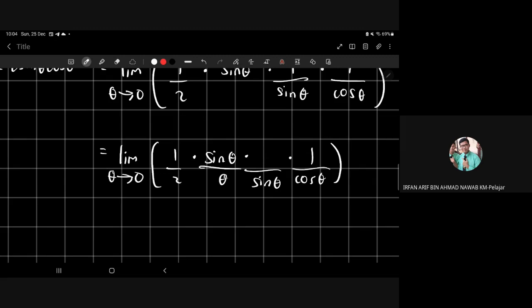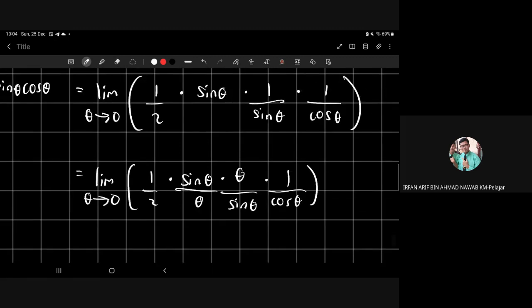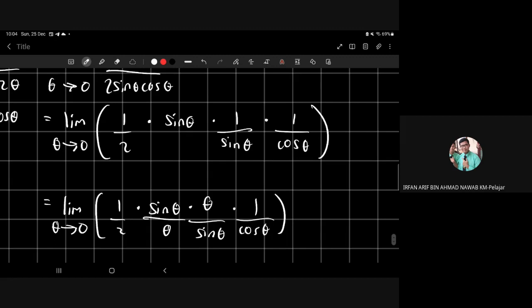Sine theta over theta times theta over sine theta. Because we know that both of them are equivalent, it still gives us this previous form. It's the same, because theta over theta is 1. But here we don't simplify it. We just leave it as it is.